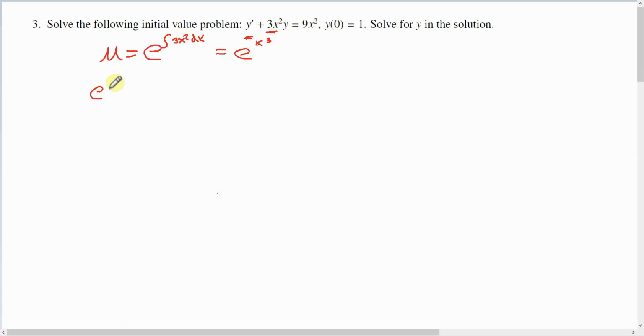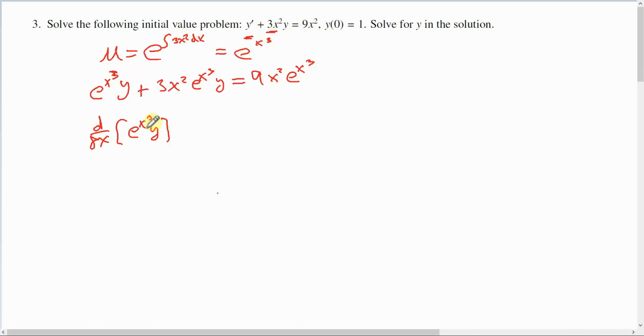I get e to the x cubed times y prime, plus, I'll go ahead and put 3x squared, e to the x cubed, y equals 9x squared, e to the x cubed. This side, you can check, this is going to be the derivative of the product of my integrating factor with my y. You can check.